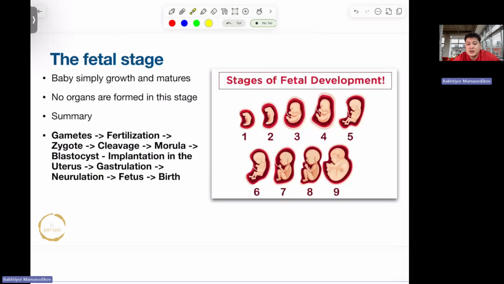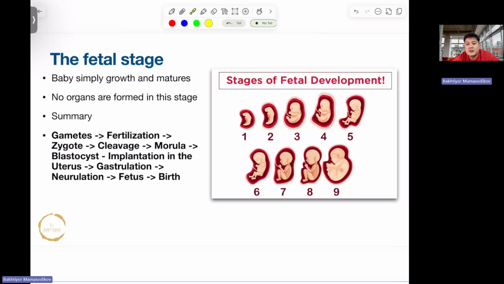So as I do the summary, first of all, we start with the gametes, they fertilize each other, right? They form the zygote. From the zygote, through the process called cleavage, they divide and form the morula, which is the 16 cell stage. It forms the blastocyst, which is the 32 cell stage, and from the 32 cell stage it implants into the uterus, and after that the embryonic stage starts.